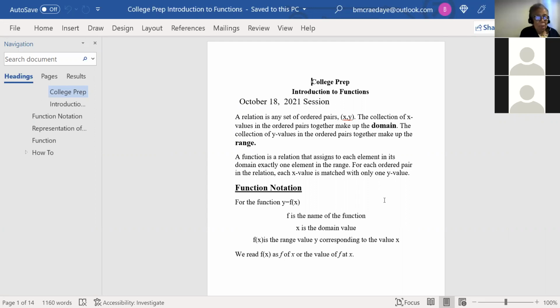Now, two main things about a function, and also about ordered pairs, are what we call the domain and the range. Remember, the domain is the X value and the range is the Y value. The Y value is the output. So you put something in for X and you get out Y.